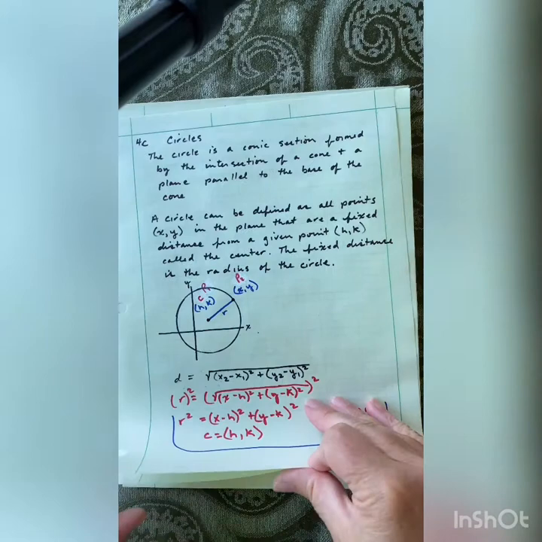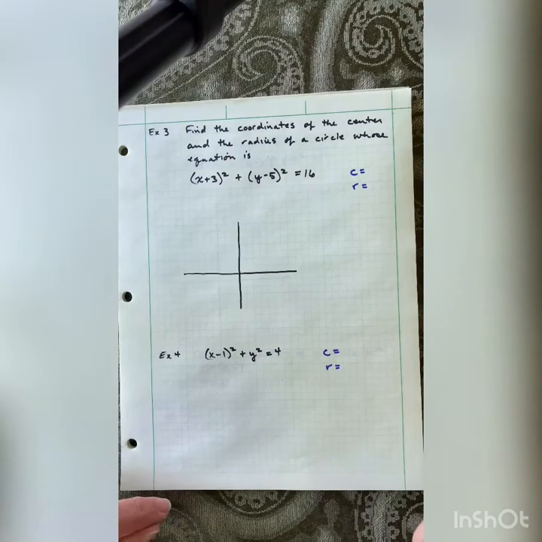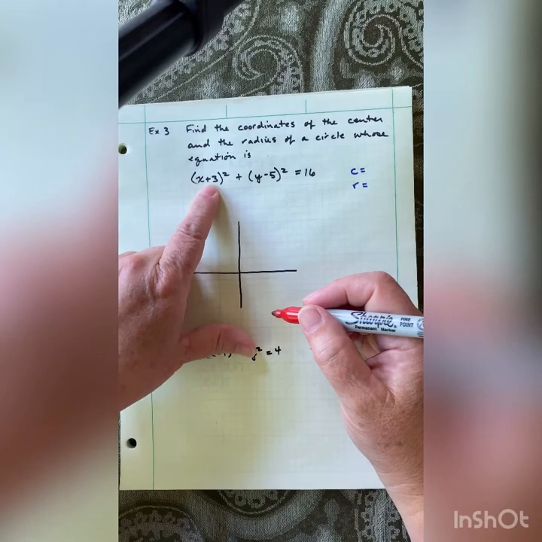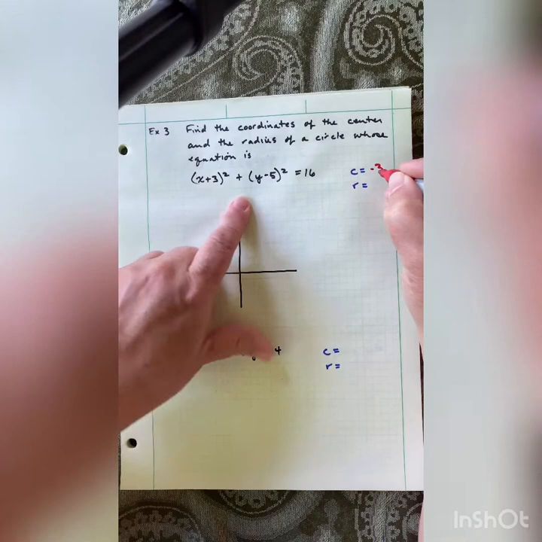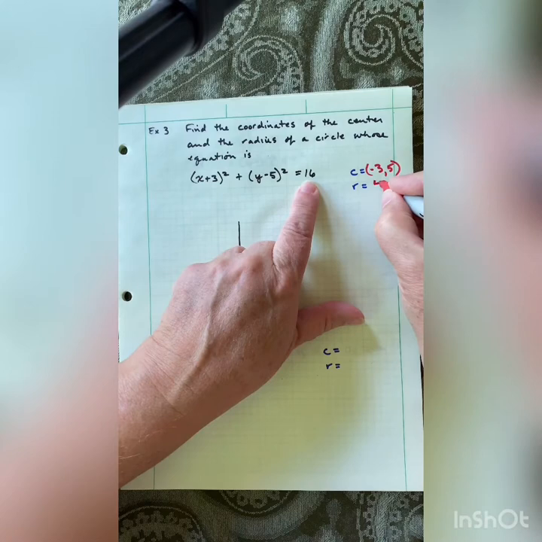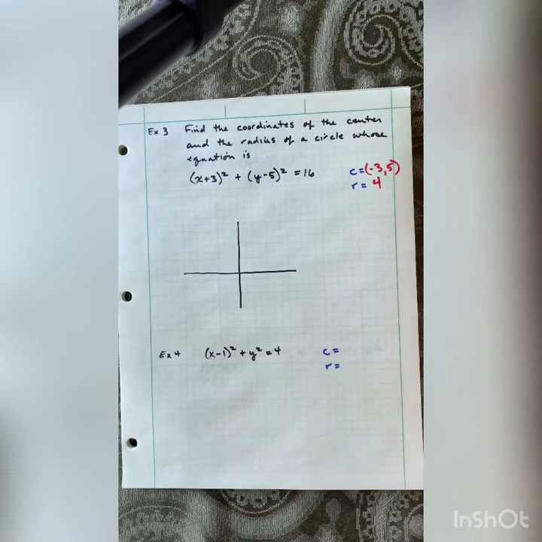I want to find the coordinates of the center and the radius of a circle whose equation is right here. Remember that for our formula, we go the opposite of this one, so that would give me a -3, and the opposite of this one, which would give me a 5. So -3, 5 is going to be my center. And for my radius, take the square root of this one, so that is a 4. Normally we'd say plus or minus 4, but we know that this is a distance and we can't have a negative.